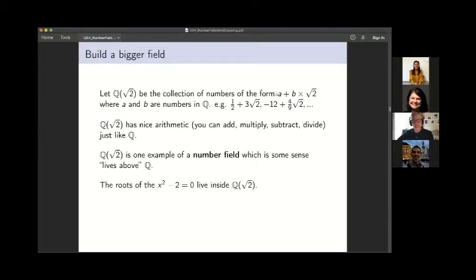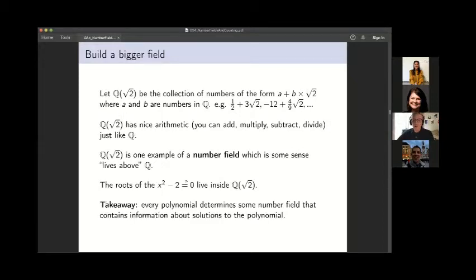The other thing to notice that's important, and in some sense is the point, is that the roots of x squared minus 2, this polynomial example we're going to keep beating to death, live inside Q adjoin the square root of 2, just by definition. So the takeaway here is that every polynomial equation determines some number field that contains information about the solutions of the polynomial. So instead of thinking about a polynomial, we can go over to this other world where we can think about a number field. The point is that it has additional structure that lets you do stuff.